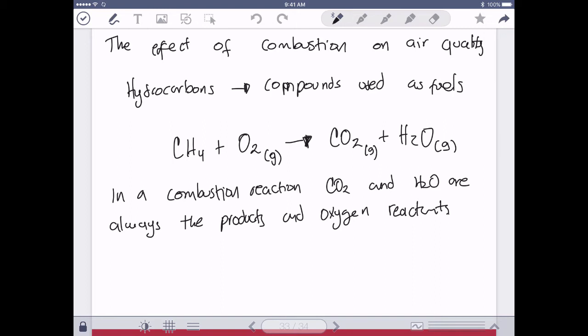Now, wouldn't it be awesome if this was the reality of what happens when I have a chemical equation and when I have a combustion reaction? So before we move on, let's make sure that our equation is balanced. So is it balanced?